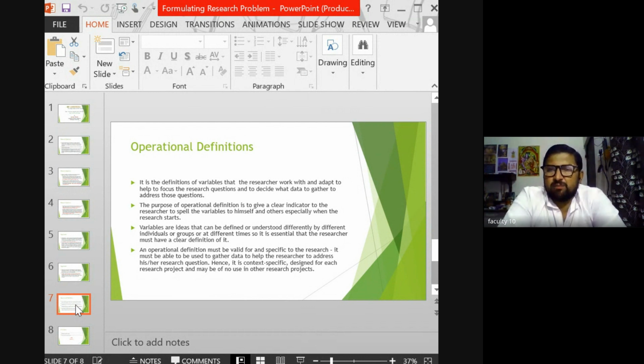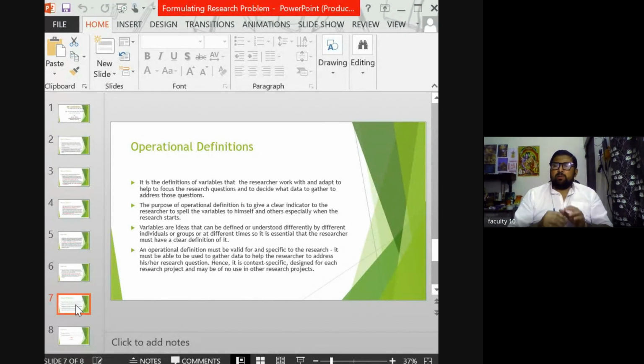It is the definition of variables that the researcher works with and adapts to help focus the research questions and to decide what data to gather to address these research questions. So what is an operational definition? An operational definition is a definition of variables. You are defining the variable in very concrete terms. And why? Because it helps the researcher to work with the research questions, to be focused on the research question, and to decide what data to gather to address those questions.